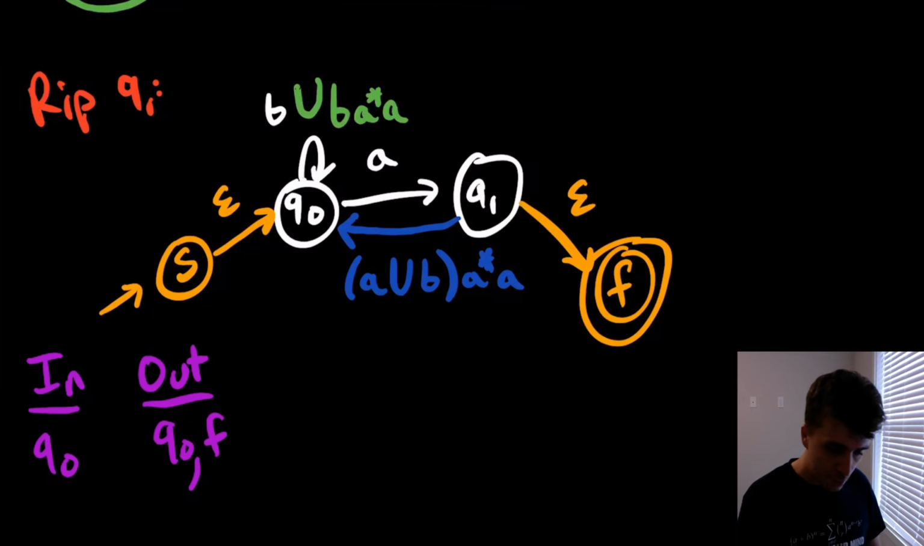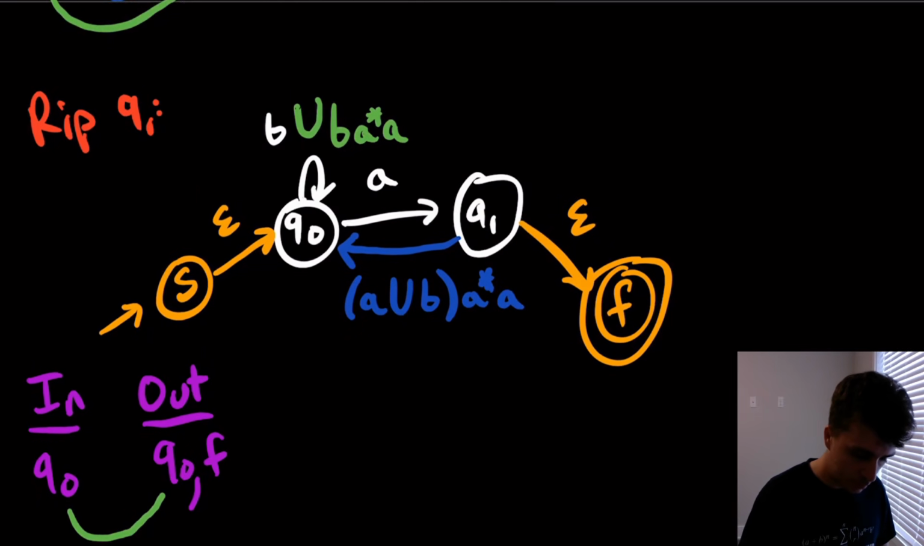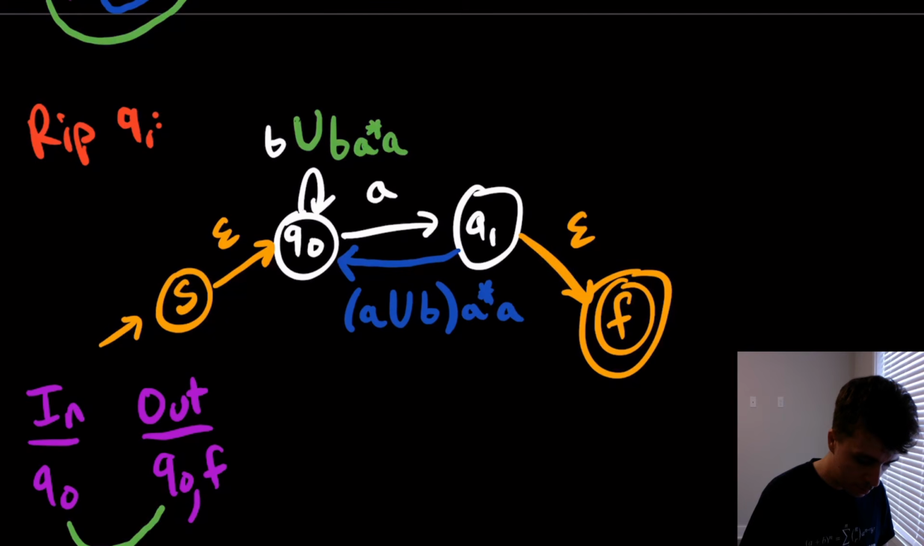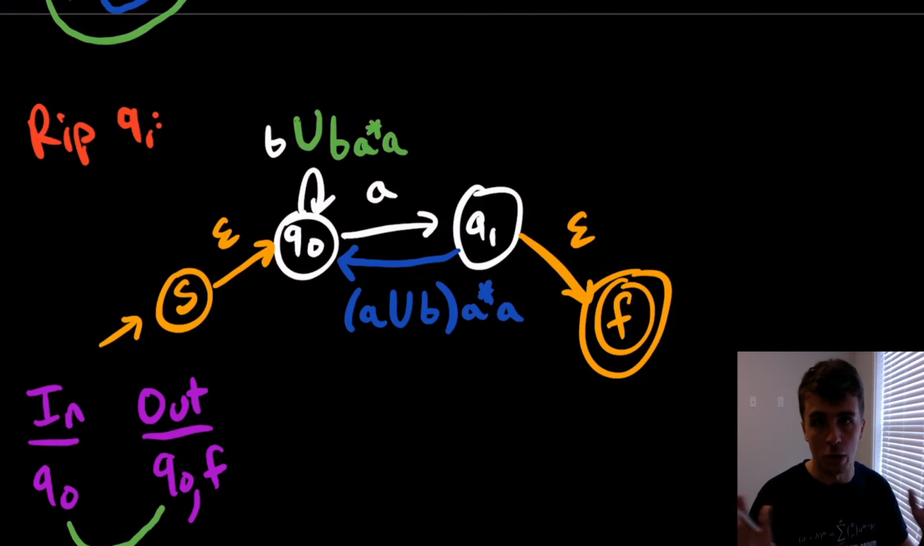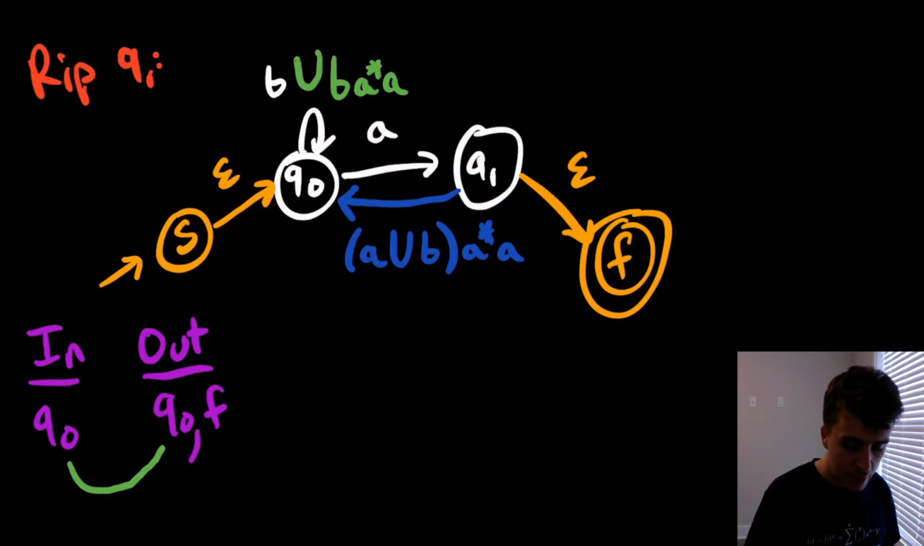So let's have the Q0 to itself transition. Maybe not in, actually in green is fine. So here we're asking, we're going from Q0 into the state we're ripping, which is Q1 here. And there's no self loop here, so we don't have to have any stars or anything, which is nice. And then from Q1 back to Q0, because that's the pair we're considering.